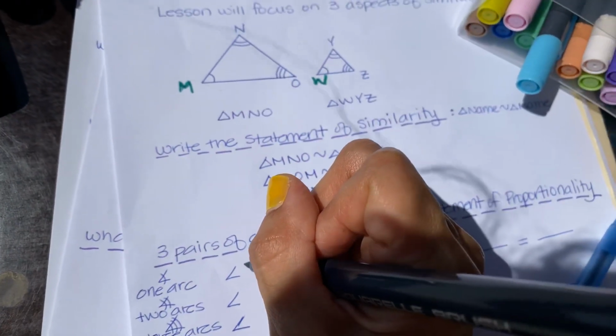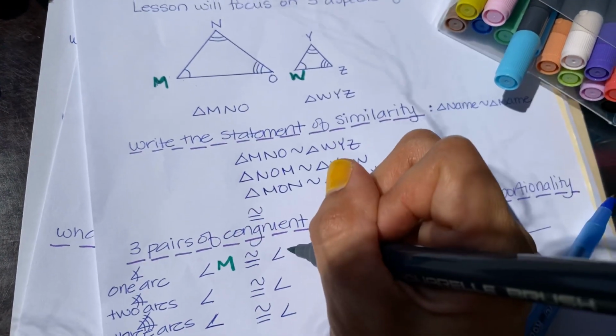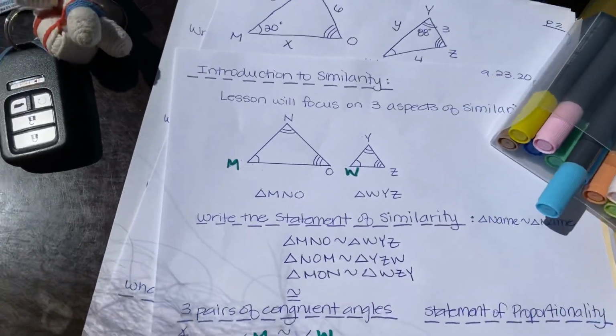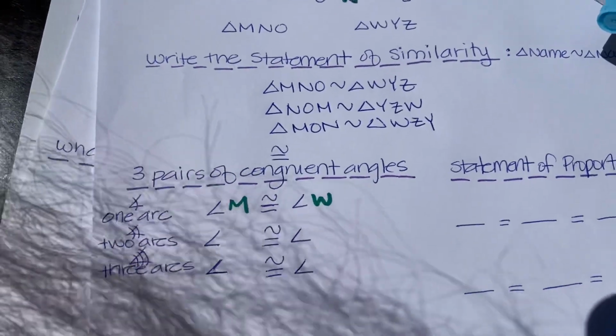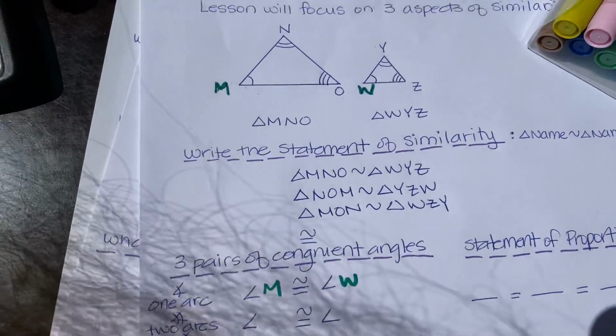Okay, so M goes with W because they're both one arc, correct? Okay, next.